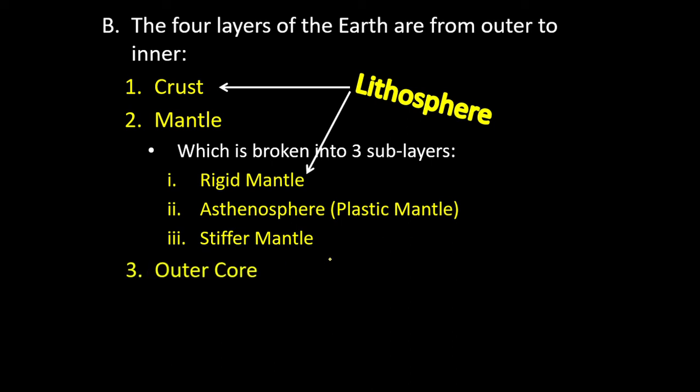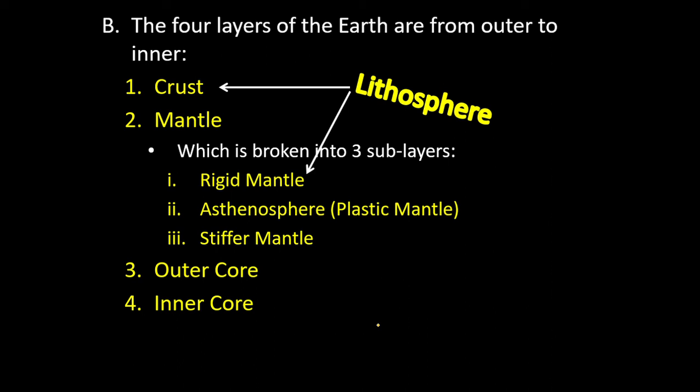All right. Then we have the outer core. And here is the outer core, and just to point it out, our outer core is composed of iron and nickel. We're going to come back to the outer core in a moment. Then we have the inner core. So those are our four main layers. Starting on the surface, we have the crust, then we have the mantle. The mantle is broken down into three different parts: the rigid mantle, the asthenosphere or plastic mantle, and the stiffer mantle. Then the outer core, and the inner core.